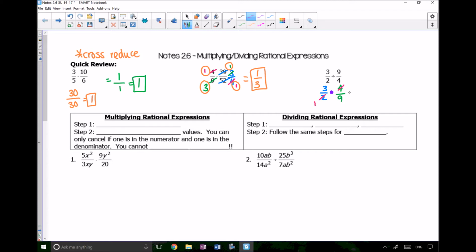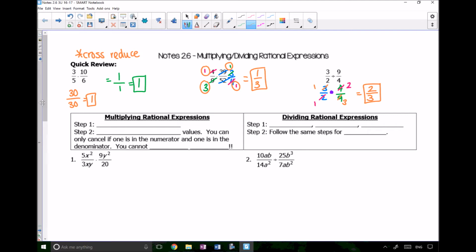2 divided by 2 is 1. 4 divided by 2 is 2. Okay, then I also have 3 and 9, which are both divisible by 3. 3 divided by 3 is 1. 9 divided by 3 is 3. So I end up getting 2/3 as my final answer, because 1 times 2 is 2, and 1 times 3 is 3. Okay? Okay, so now let's apply this to rational expressions with variables.